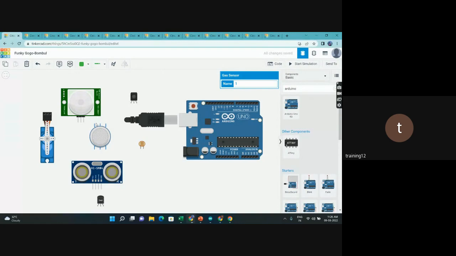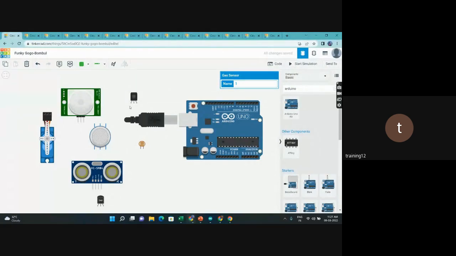This has 6 pins. The upper 3 pins are connected to the 5 volt of the Arduino, and in the lower portion, the H2 pin is connected to the ground, and the B2 pin is connected to the ground pin via a resistor, and this pin you have to connect to the A0 pin, or any other analog pin.